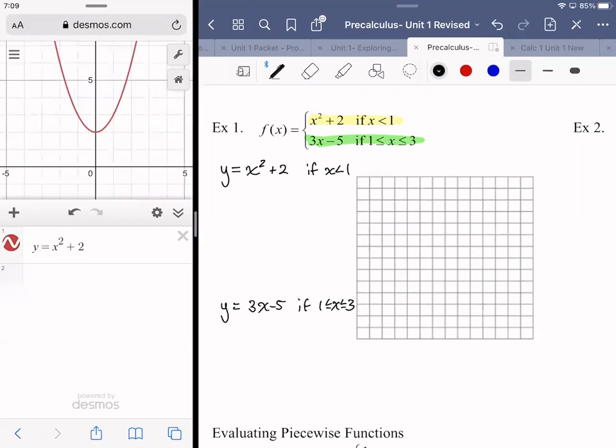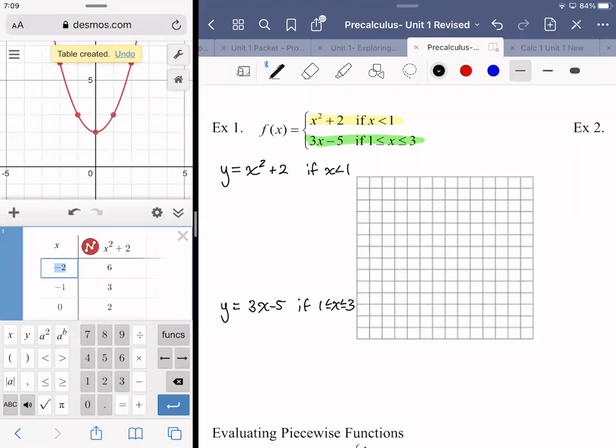Okay. But sometimes we don't even want to do that much thinking. If you hit that little gear icon, you see the table icon, tap that and it'll convert your equation into a table of values.